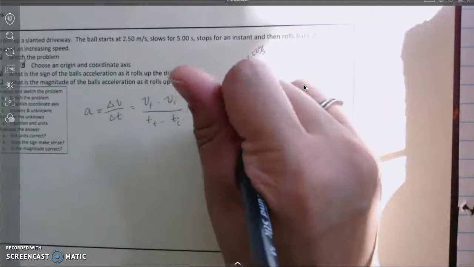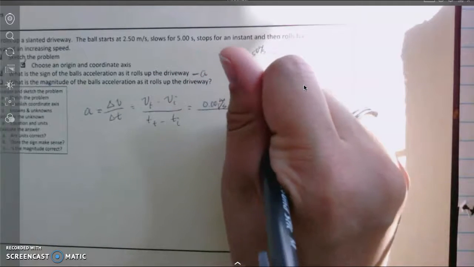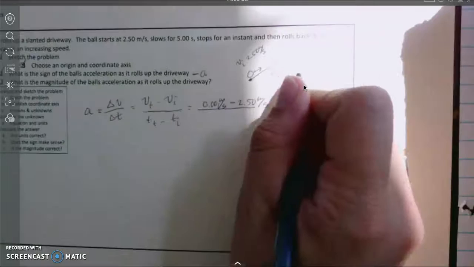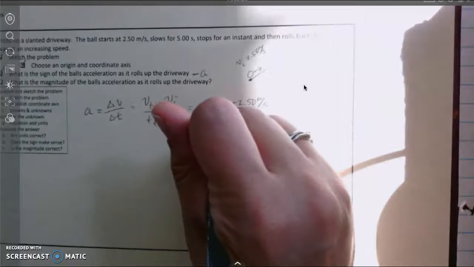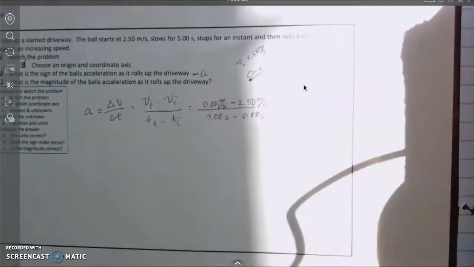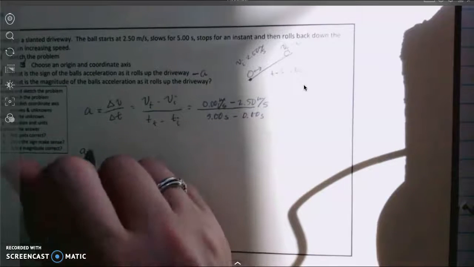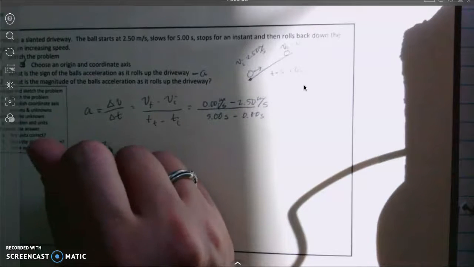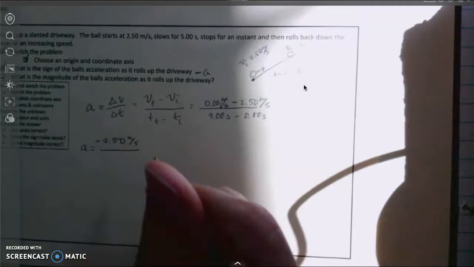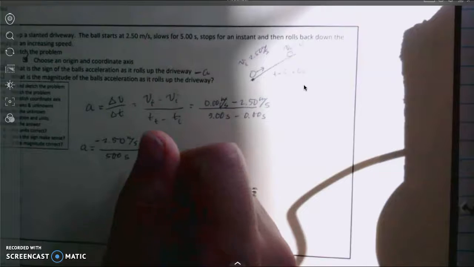And then my initial was 2.50 meters per second. So final minus initial, divided by time final, well, this occurred in 5 seconds, minus time initial, well, we started at 0 seconds. Okay, and so acceleration is going to equal negative 2.50 meters per second divided by 5 seconds.